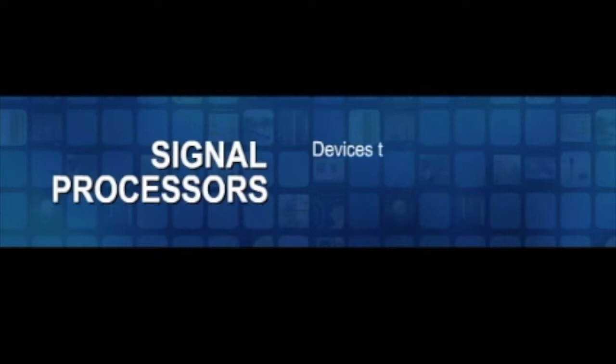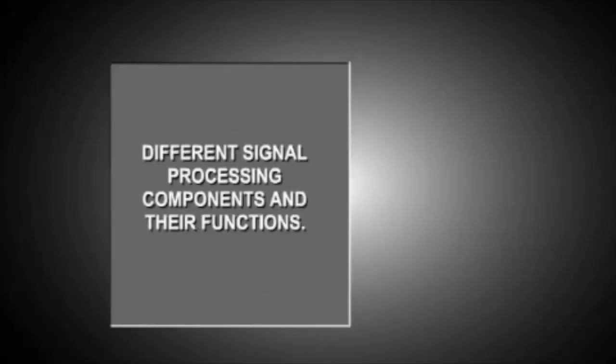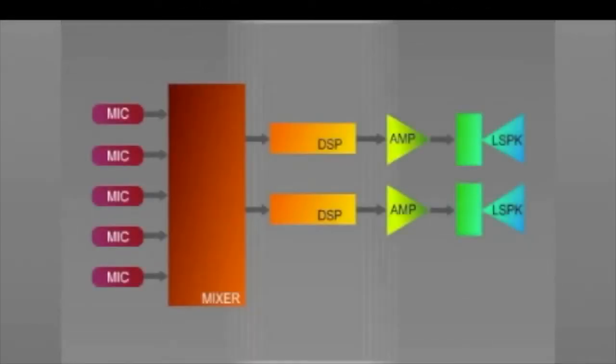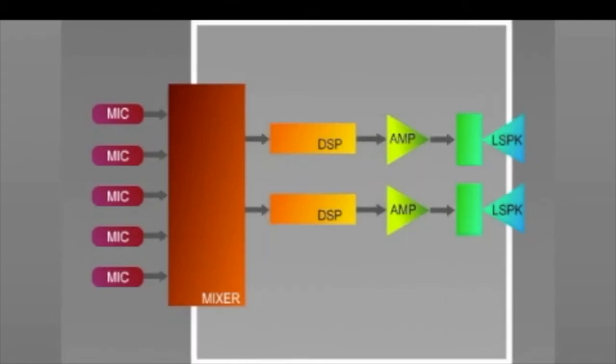Signal processors are devices that allow the operator to alter an audio signal in terms of time, spectrum, or level. This lesson will focus on the different signal processing components and their functions. Signal processors are usually placed between the mixing console and the power amplifier in the signal path.